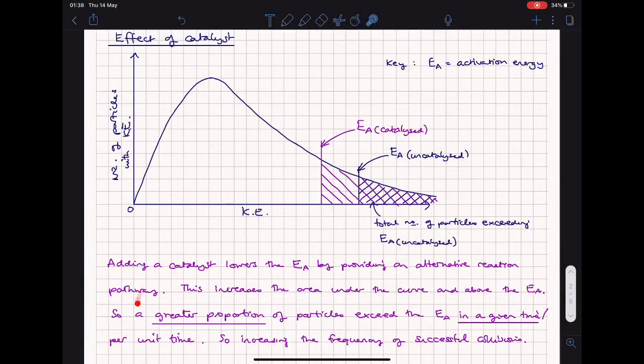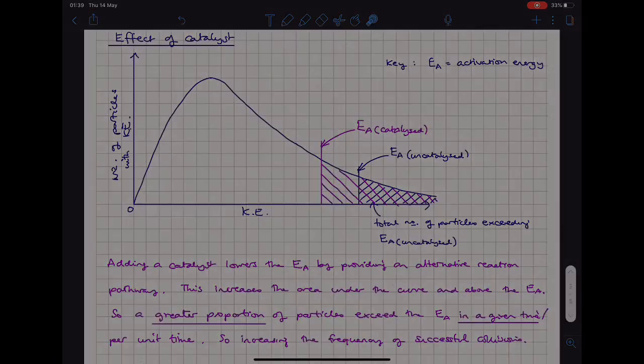The most common mistake people make when using the Boltzmann distribution curve to explain how a catalyst works is that instead of a greater proportion of particles, they say more particles exceed the activation energy in a given time. And that will be marked wrong. You won't get a mark for that. So you must say greater proportion of particles rather than more particles.